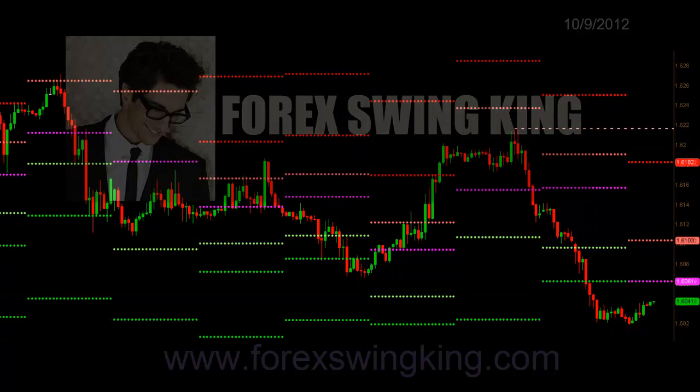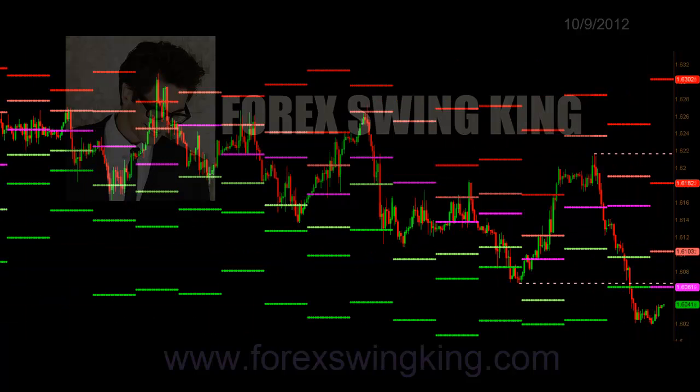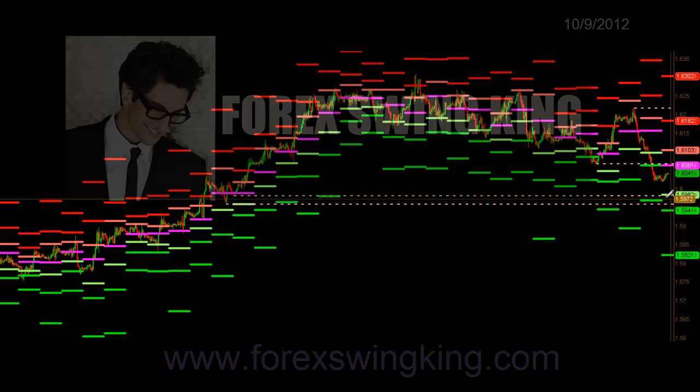Okay, if price can break up through this level here at 1.6066, I'll be looking for it to go to 1.6215. However, looking for a safe entry if that were to happen, if it were to break up above, and if it doesn't, again, still looking for these buy levels down here.